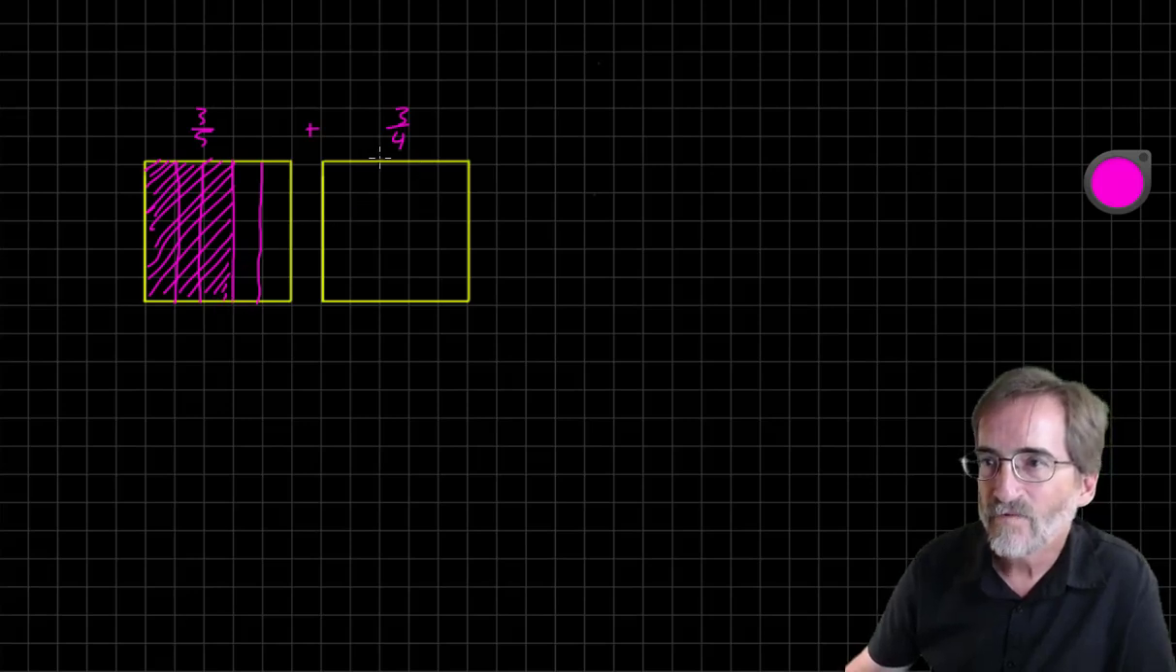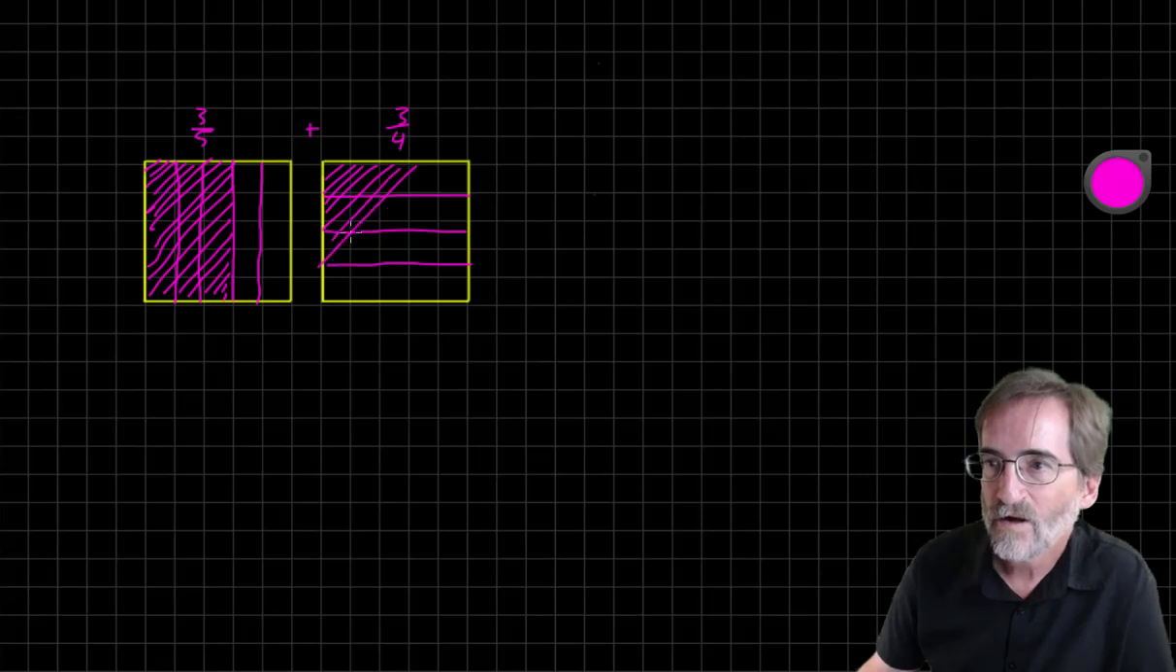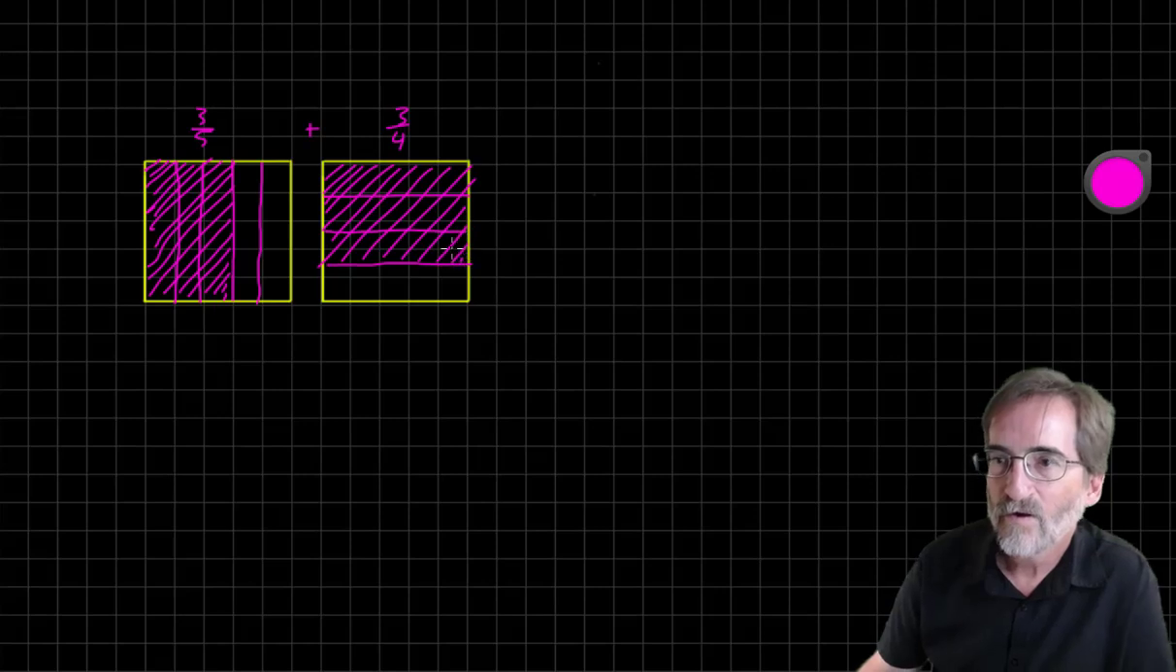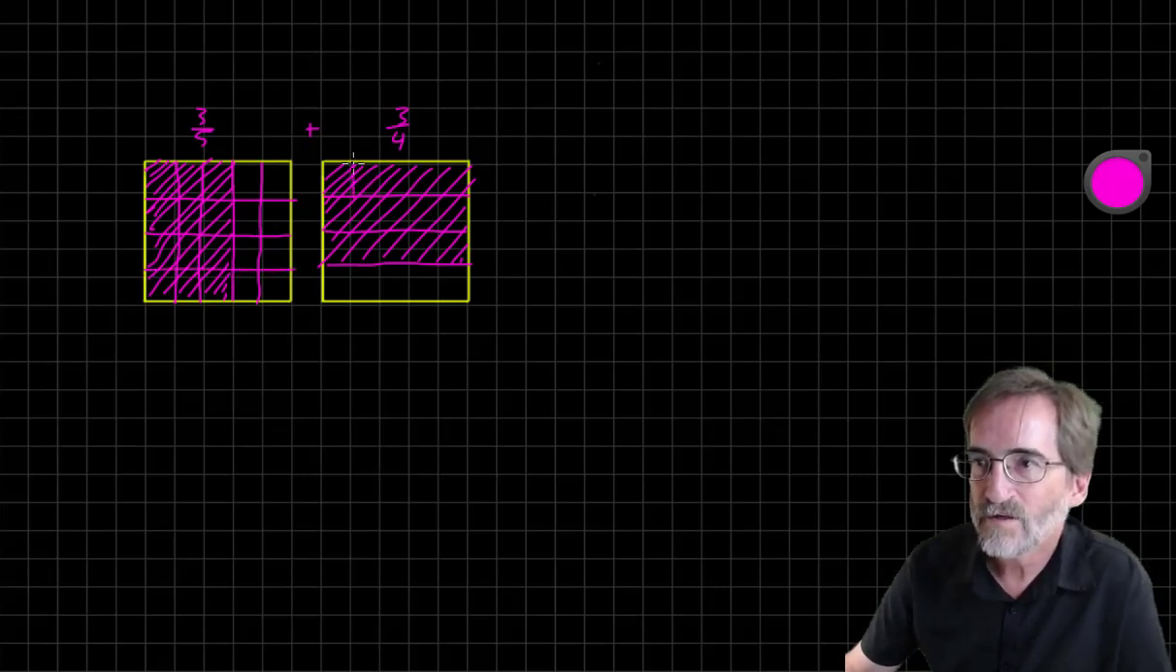And divide the other one into fourths. So I'm going to divide it in half, divide those in half again, and 3/4. Okay, now represent each in terms of the other. I'm going to divide the fifths into fourths. And I'm going to divide the fourths into fifths.